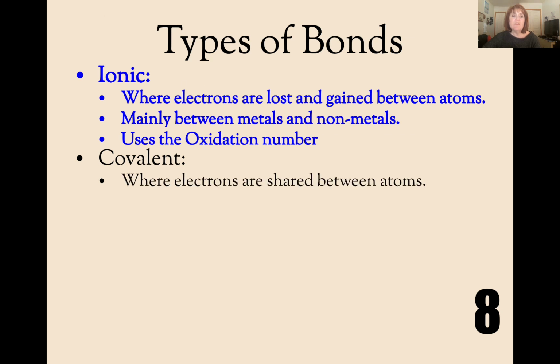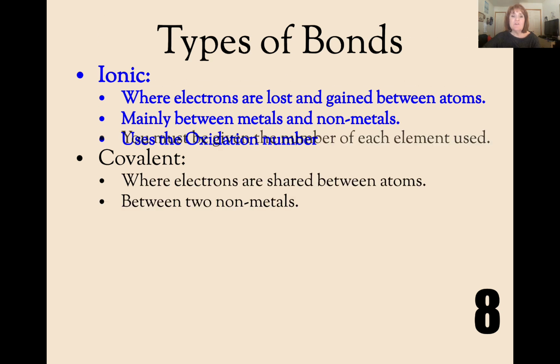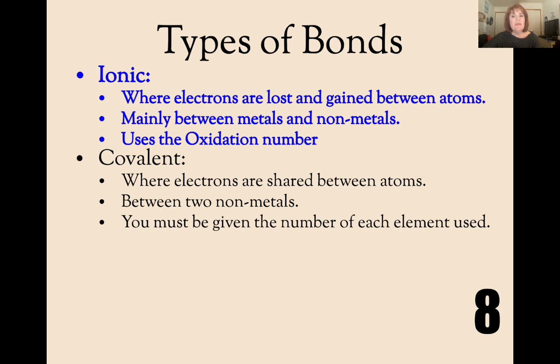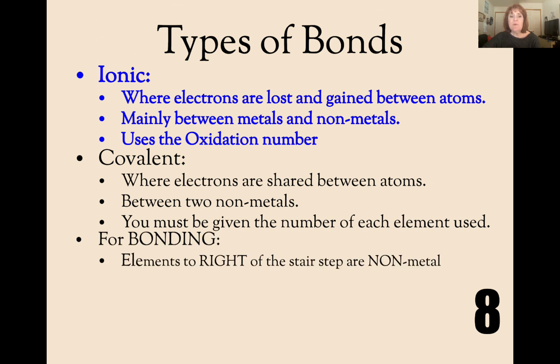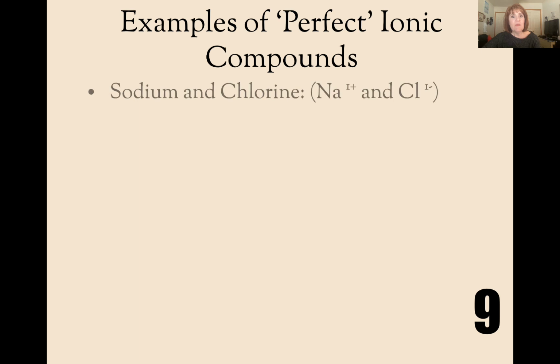Tomorrow, we're going to talk about covalent, where the electrons are shared between 2 nonmetals, and you have to be given how many you're going to use. And again, for bonding purposes, everything to the right is a nonmetal, and everything to the left of the stairs is a metal. So let's look at some perfect ionic compounds.